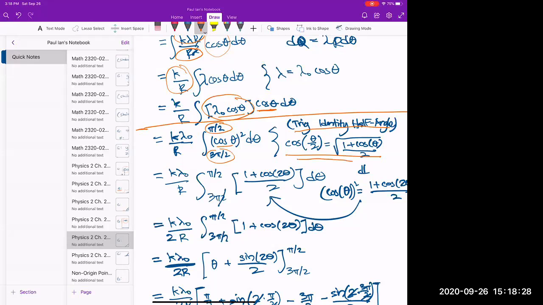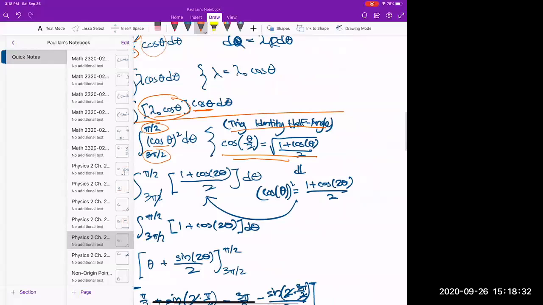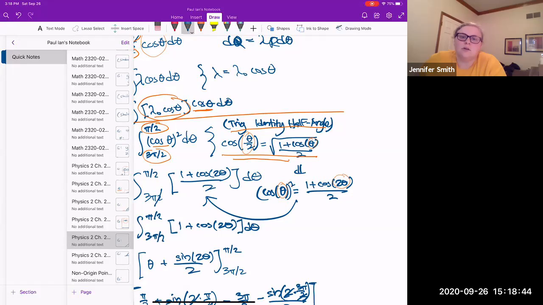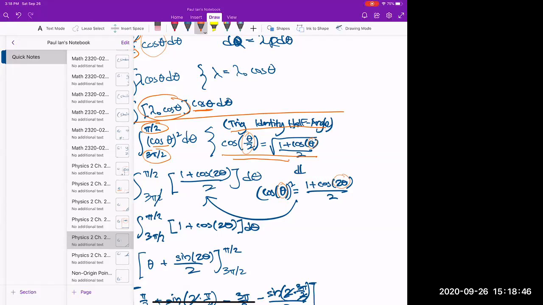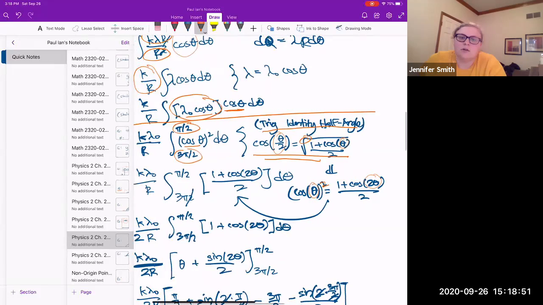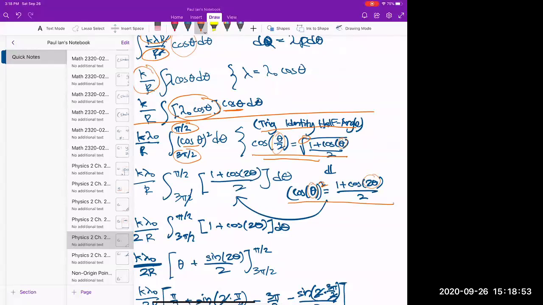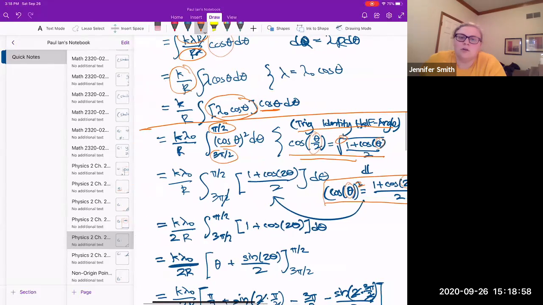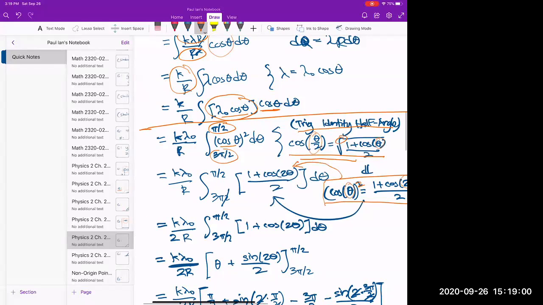Because you have this cosine squared, you want to do something with this. I made this theta over 2 into theta, so it changes this to theta. When you square it, this disappears. So cosine squared theta equals this, and that's me plugging it back in here.